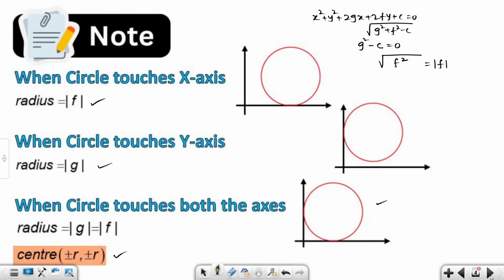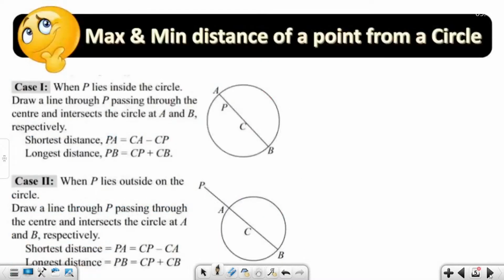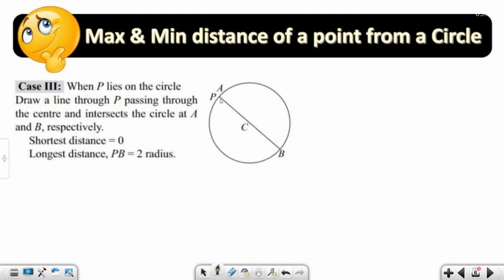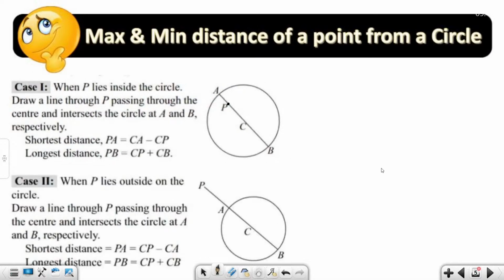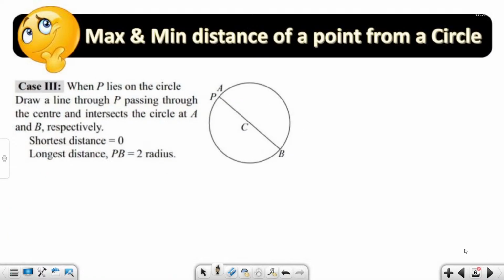Okay, so the next thing that we have already covered in lecture 2 is the maximum and minimum distance of a point from a circle. The point is P. I have already considered 3 cases. These are the 2 cases in this slide. And in the next slide, we have P on the circle. In the previous 2 cases, P is inside for the first case and P is outside for the second case. And for the third case, P is on the circle.